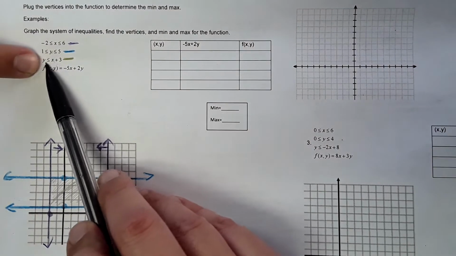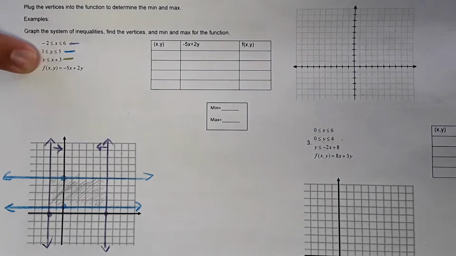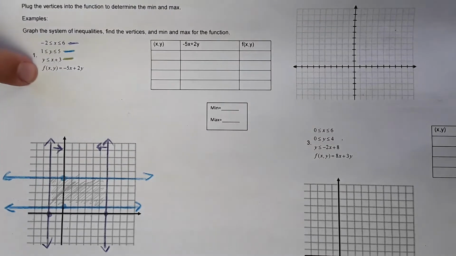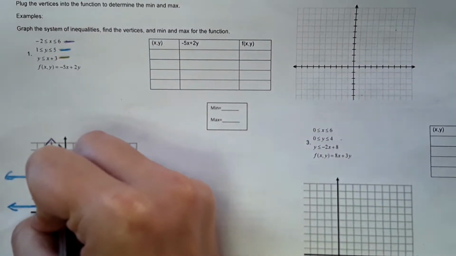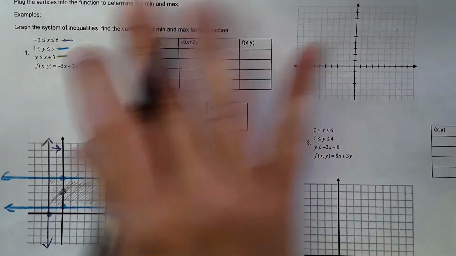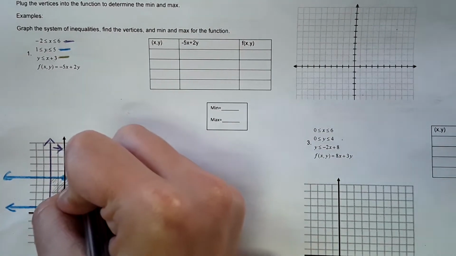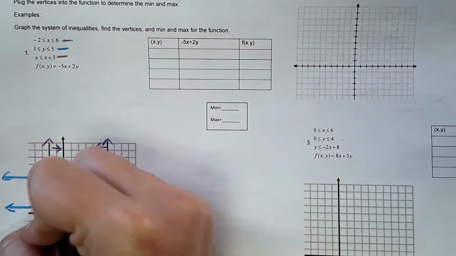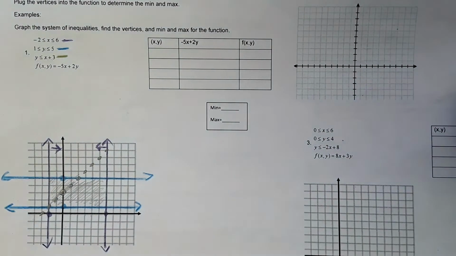The third one I need to graph is right here. y is less than or equal to x plus 3. Am I going too fast? Okay. So y is less than or equal to x plus 3, so the y-intercept is at 3. I'm going to graph this line, and then a slope of 1. And this is my green line.